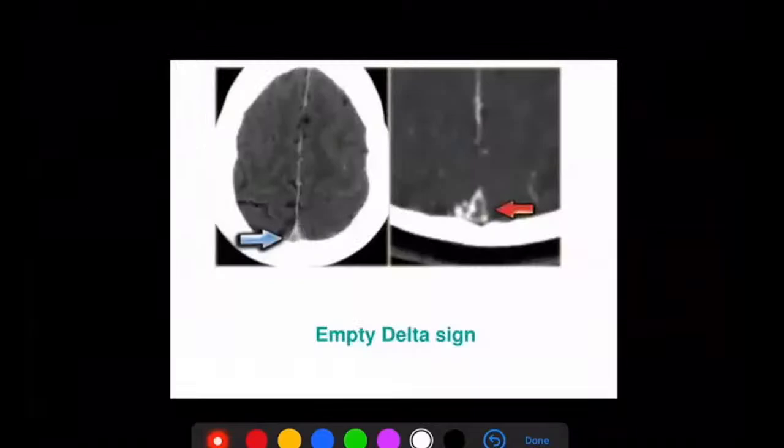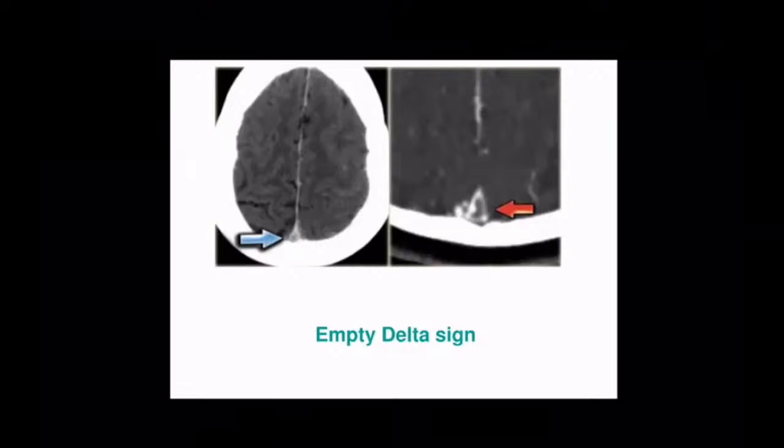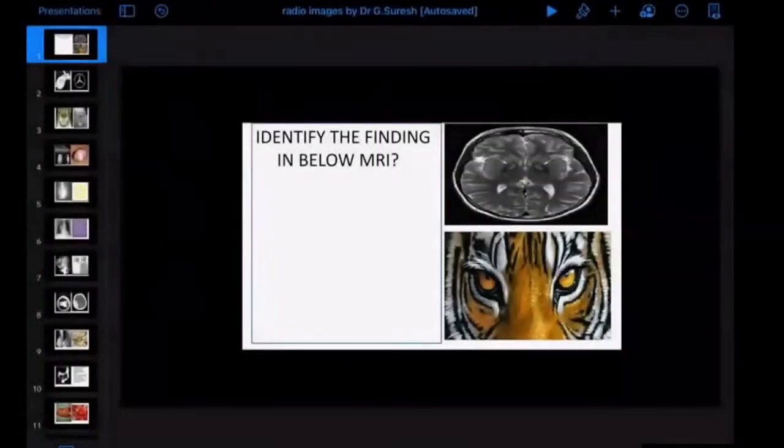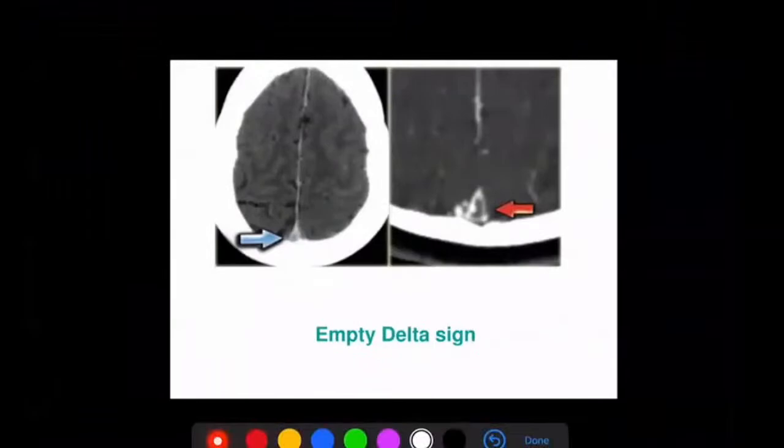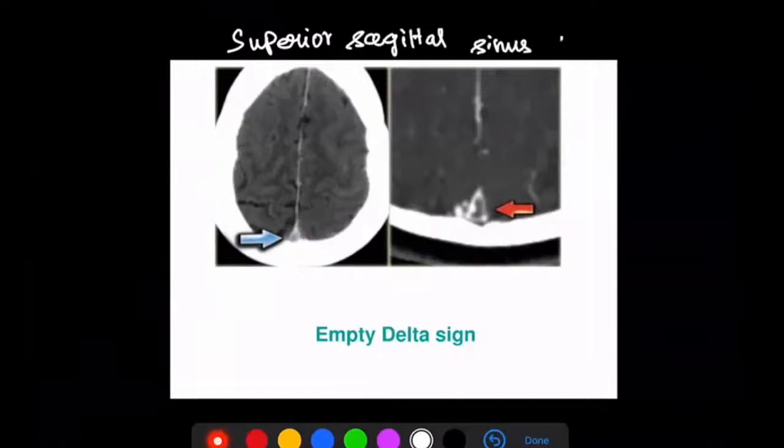Yes, this is a very important question. Very, very important image. Empty delta sign. Seen in... did you guys have a radiology class? Yes, sir. Okay. So you must have learned this, right? Empty delta sign seen in superior sagittal sinus thrombosis.